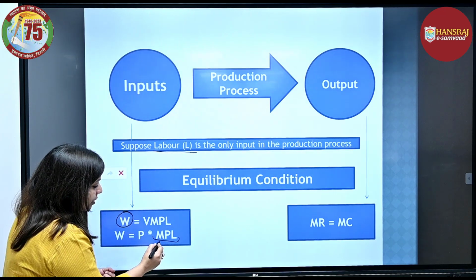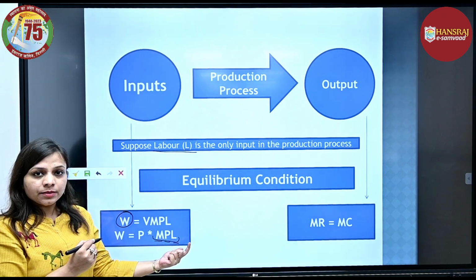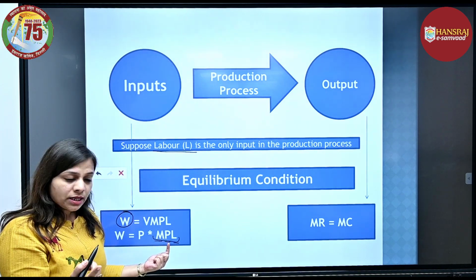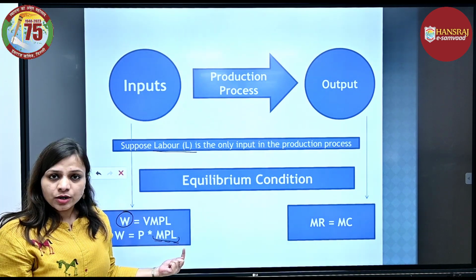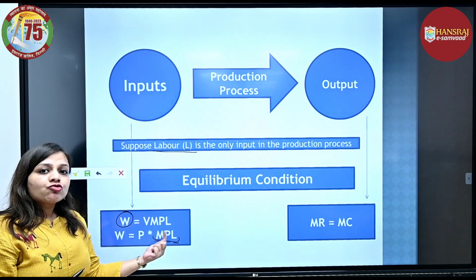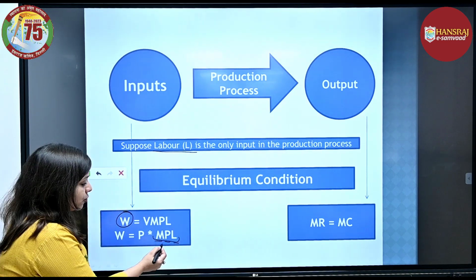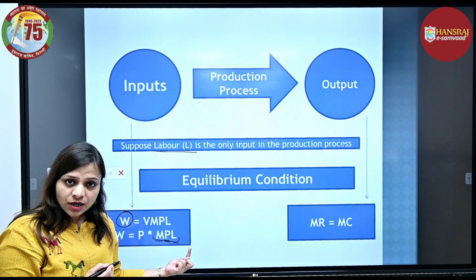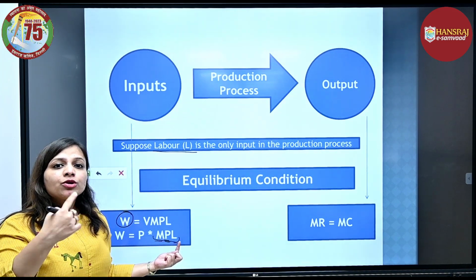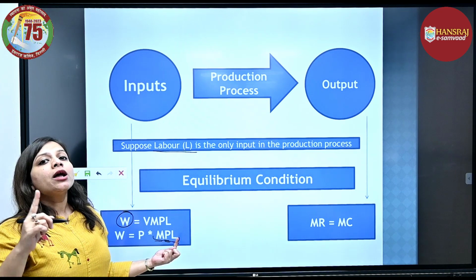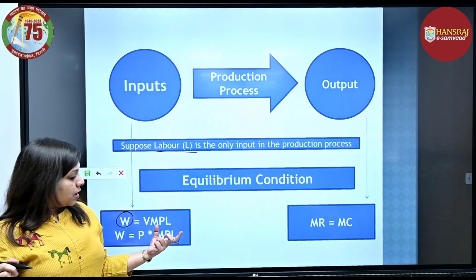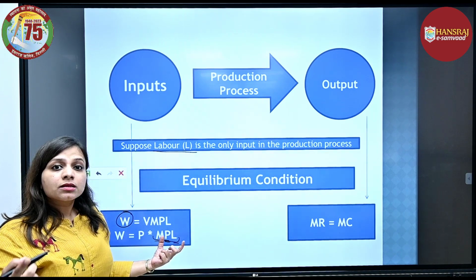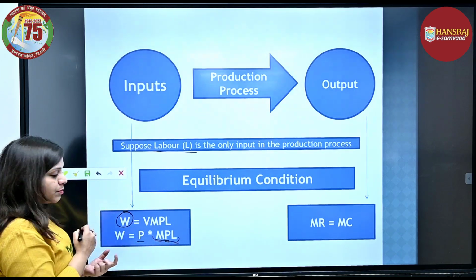Remember, every single word has a meaning. Marginal means one extra, product means output that is being produced, and L is for labor. So एक extra labor hire करने से firm कितना output produce कर रही है, that is the marginal product of labor. How much output is being produced by one extra labor? Now this output, when sold in the market, it is sold in the market at price P.